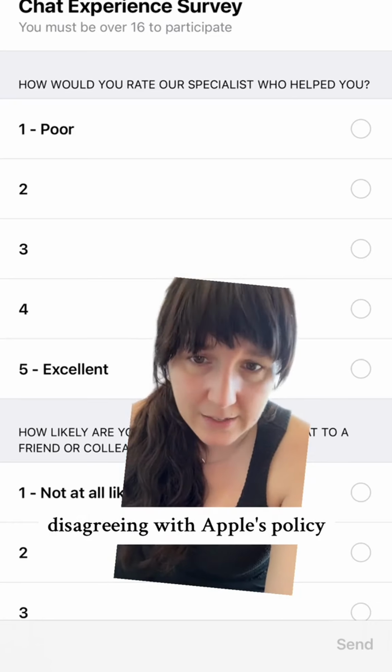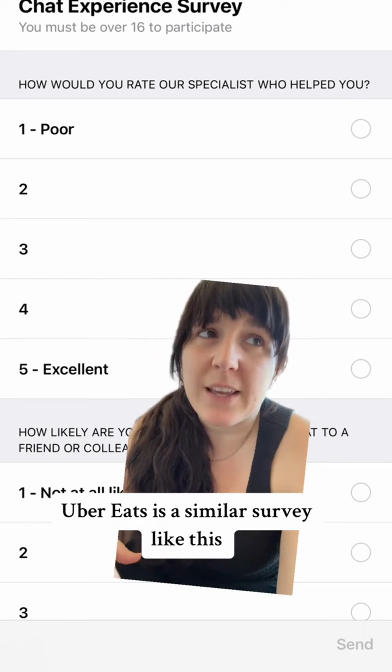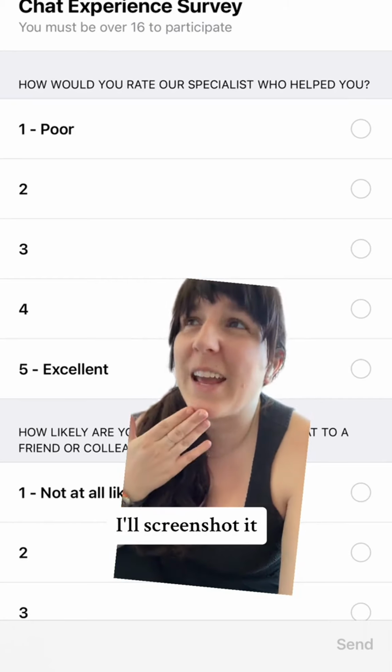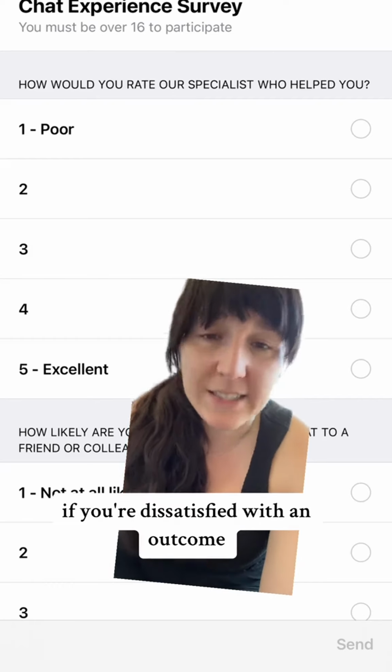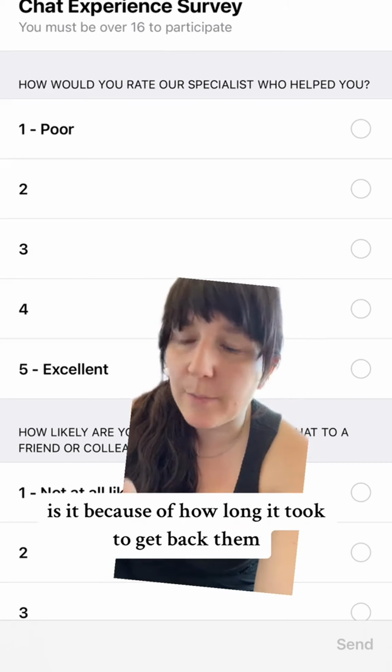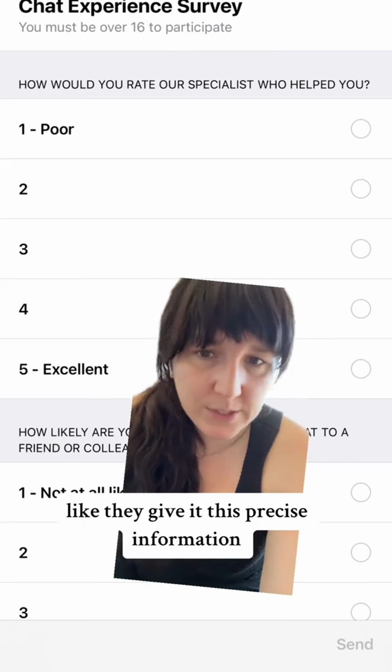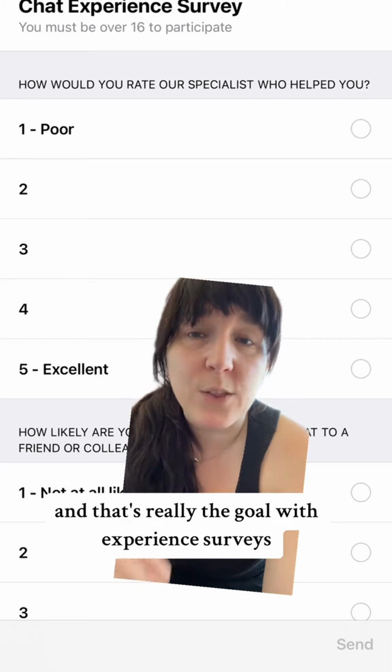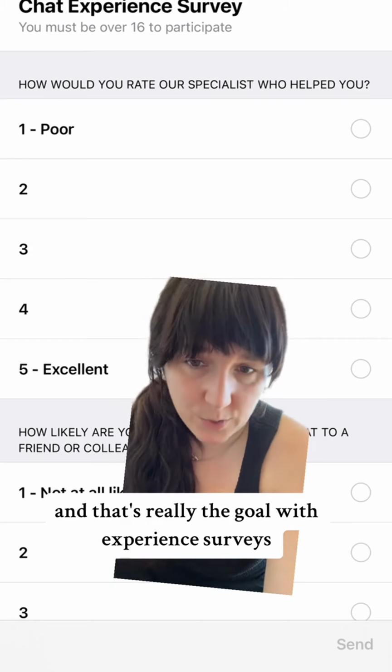Uber Eats does a similar survey like this. Next time I have a problem, I'll screenshot it. And they ask, if you're dissatisfied with an outcome, is it because of the policy? Is it because of the person's communication? Is it because of how long it took to get back to them? They get at this precise information, and that's really the goal with experience surveys.